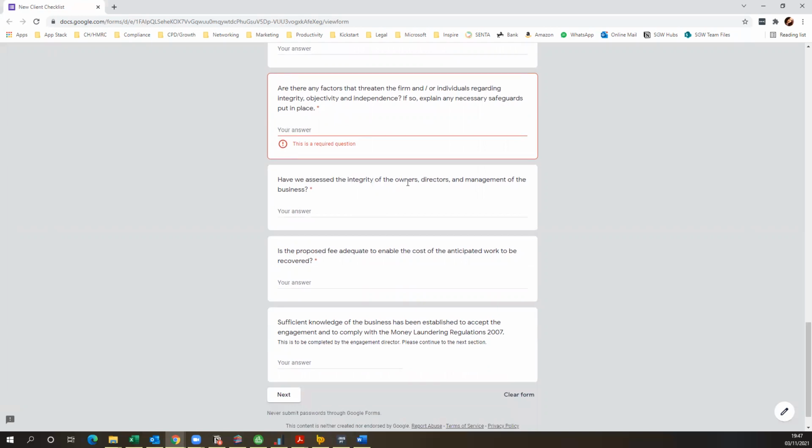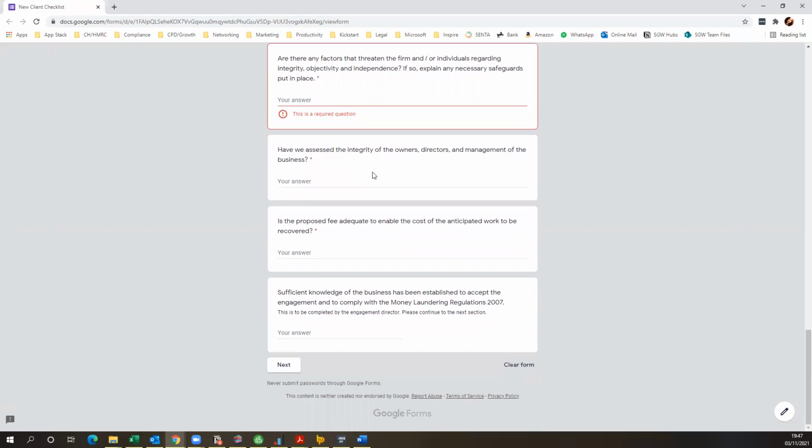Have we assessed the integrity of the owners, directors and management of the business? Similar question to that. Do they have integrity? If you're happy with it, then just say yes, no issues. Is the proposed fee adequate to enable the cost of the anticipated work to be recovered? Again, we're quoting for clients through Go Proposal. That's all been considered when we set up Go Proposal, so we shouldn't be getting this far if we haven't considered all of that.